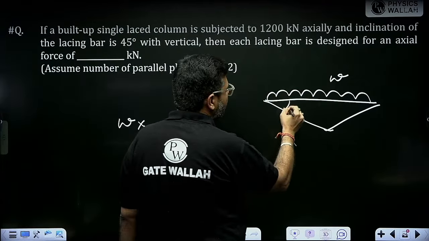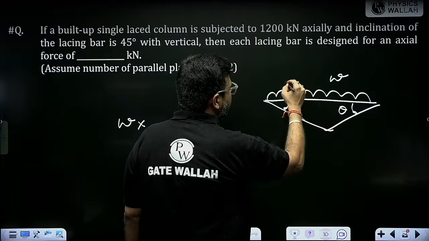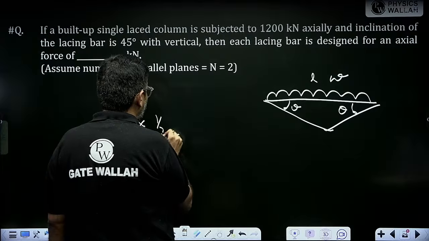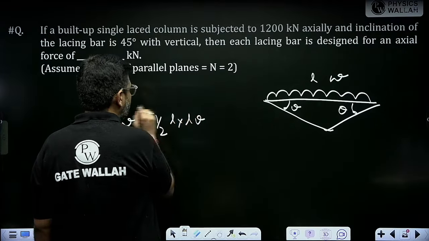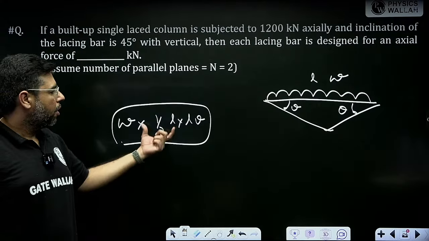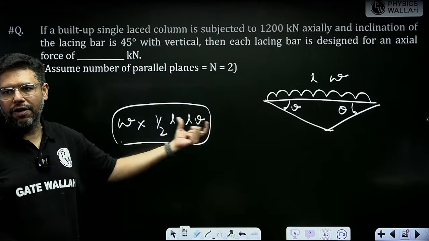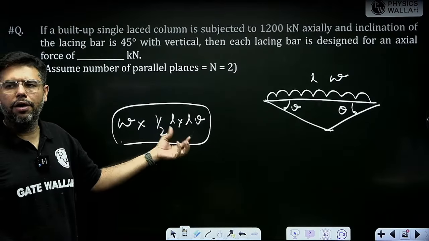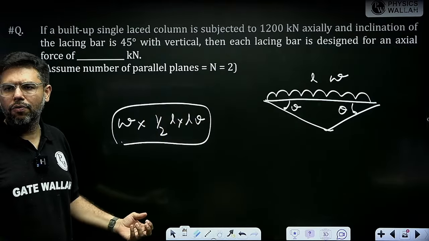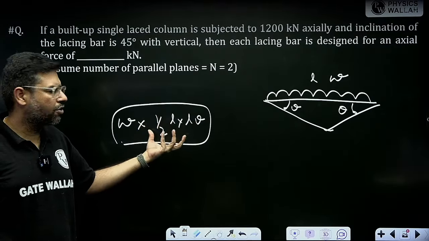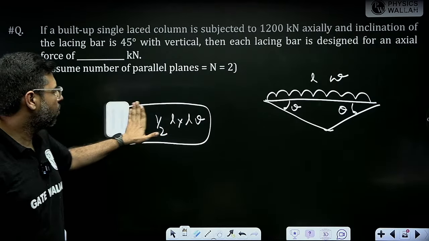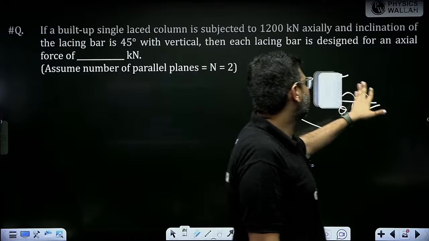If this is theta and this is L, so half into L into L theta. So this will be the work done by the UDL in that case. That is UDL into area under the deflected shape. This is the work done by UDL, and take the work done by the point load separately. Find out the external virtual work, equate it with the energy stored in the hinges. That's it. Very good. So I am getting the answer of this question as well.